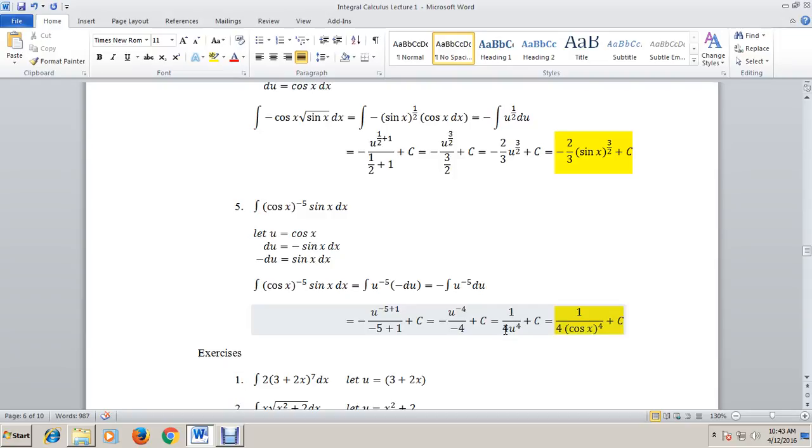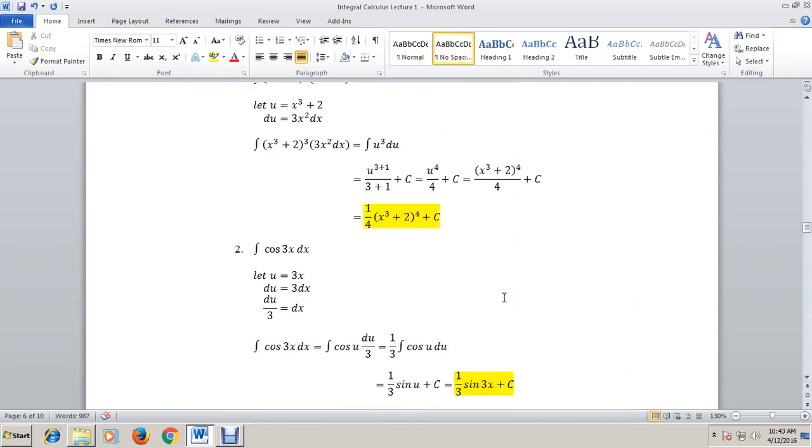The negative becomes positive. So this becomes 1 over 4 u raised to 4, since we have done the reciprocal for u raised to negative 4, writing u raised to 4 in the positive sense of the exponent, below the fraction in your denominator. So 1 over 4 u raised to 4, then plus c. So doing the replacement for u, since u is equal to cosine x, u raised to 4 becomes cosine x raised to 4, giving 1 over 4 cosine x raised to 4, then plus c.